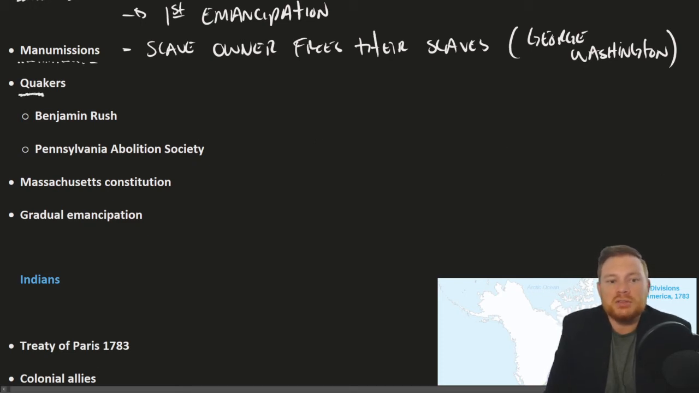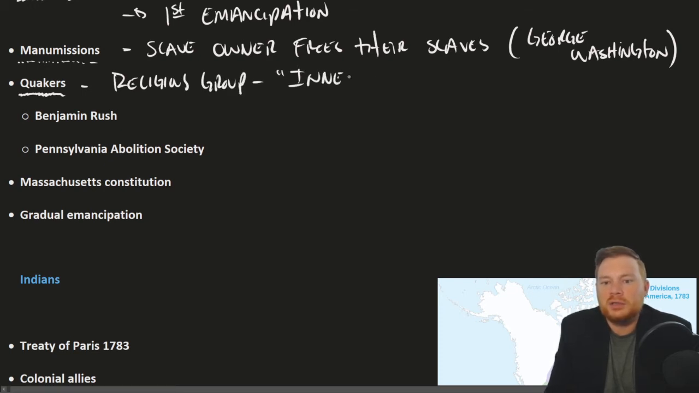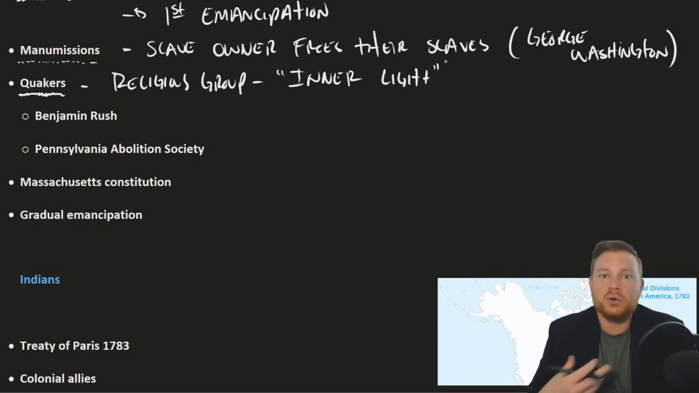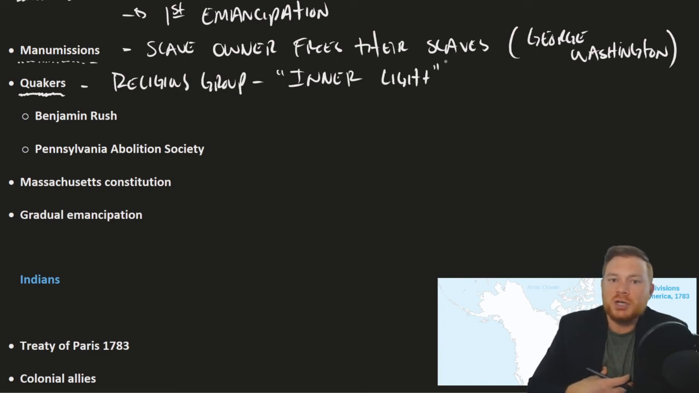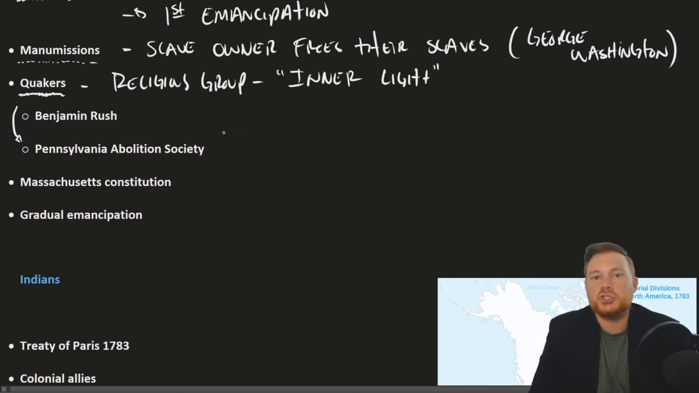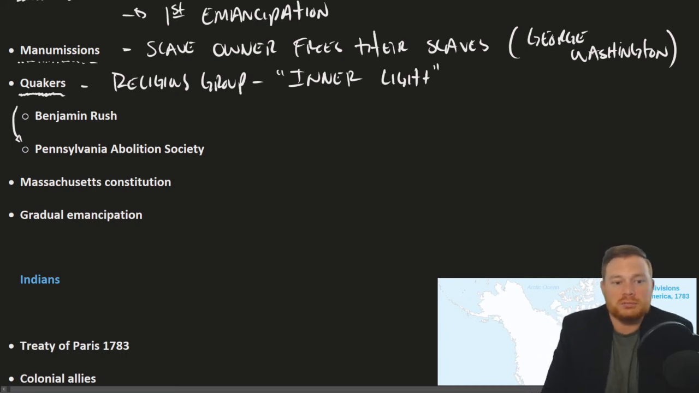Now, we already learned about the Quakers. They're a religious group. The Quakers had always been uncomfortable with slavery because of their religious beliefs. They believed in this idea of an inner light, that every single person has an inner light in them. And that equates to a spiritual equality. So the Quakers were always uncomfortable with this. It was only after the Revolution that they made it a kind of official church doctrine, so to speak, that anybody who owned slaves could not be a part of the Quaker Church, at least officially.